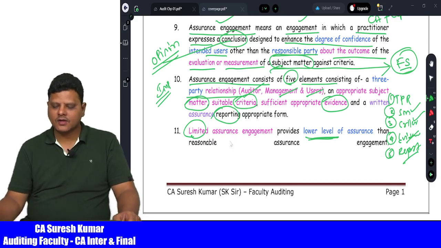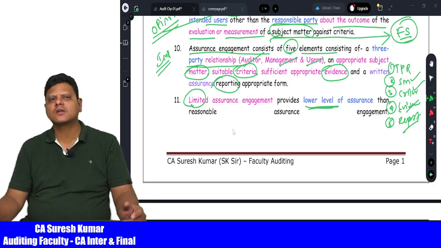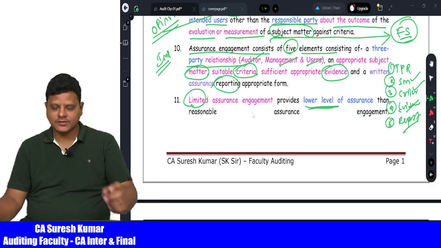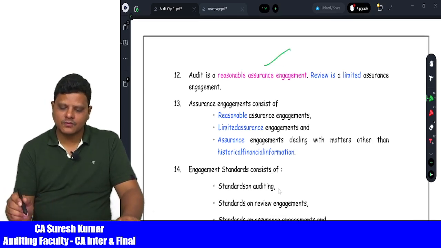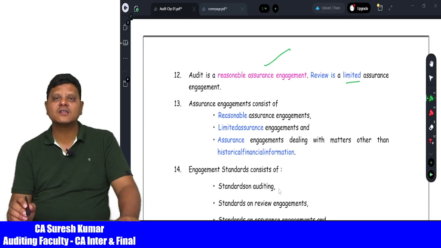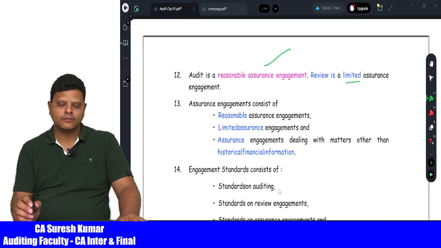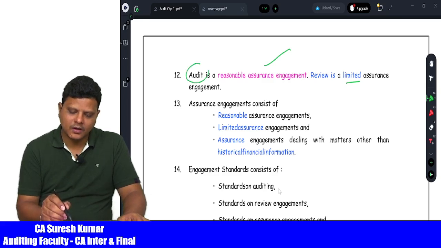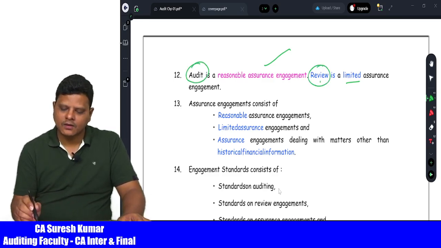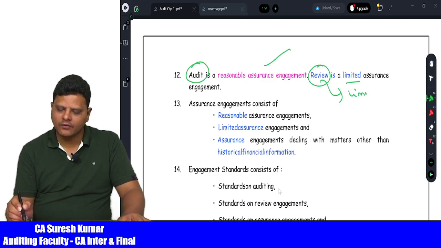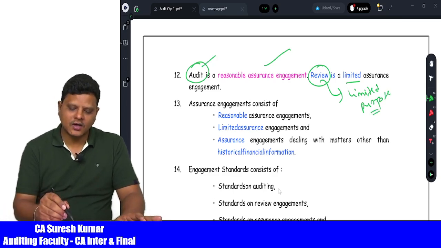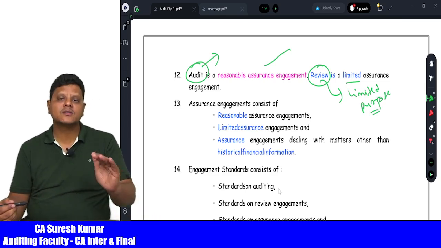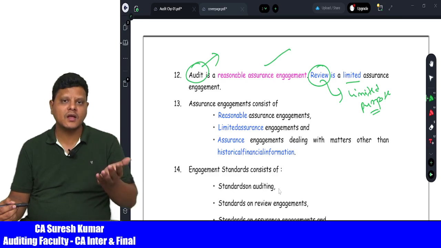Then reasonable assurance engagements. So limited assurance is not for the audit purpose. So audit is a reasonable assurance engagement. Review is a limited assurance engagement. So audit is different from the review. So now they have given a differentiation: audit, review. Review means it is only a review of financial statements for a limited purpose. What purpose? Limited purpose.